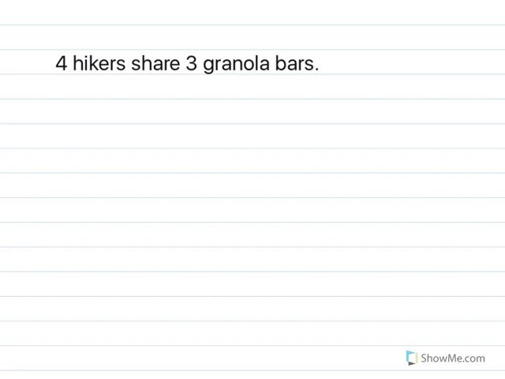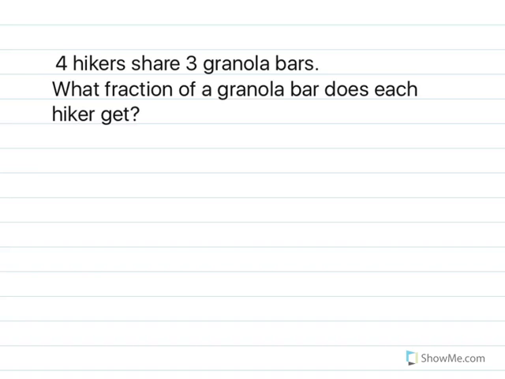So here we want to know what fraction of each granola bar one of the hikers gets. So make sure you write this problem down at the top of your top section so that we can figure out what fraction of the granola bar each hiker gets. Okay, so here we want to know the fraction of a granola bar for each hiker.